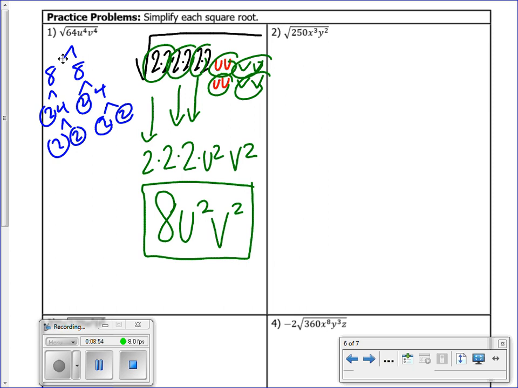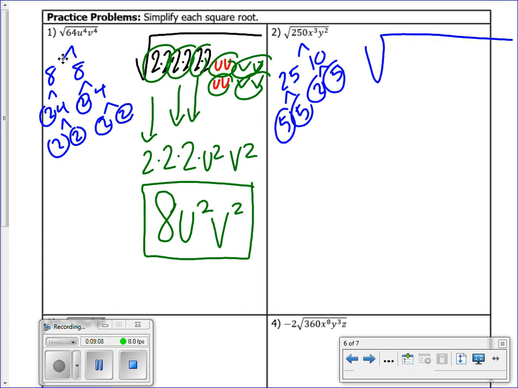250. 250 breaks down to 25 and 10. 10 breaks down to 2 and 5. 5 and 5. We're going to take our primes and put them inside my square root. 2 and 3 5's. And we're going to write out our x's. We have 3 x's. And you have 2 y's.